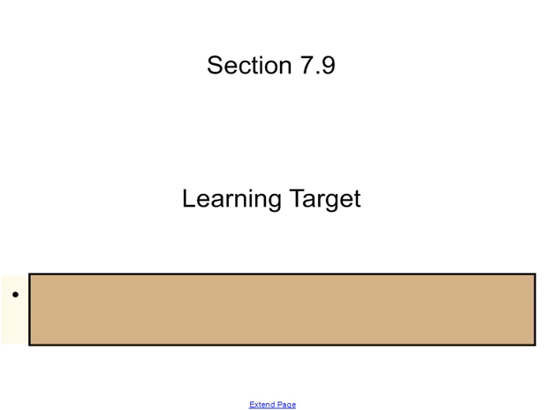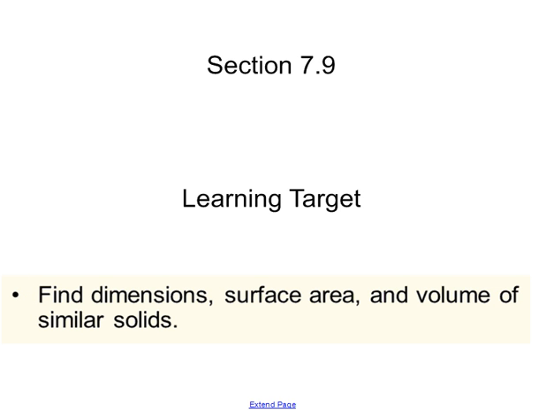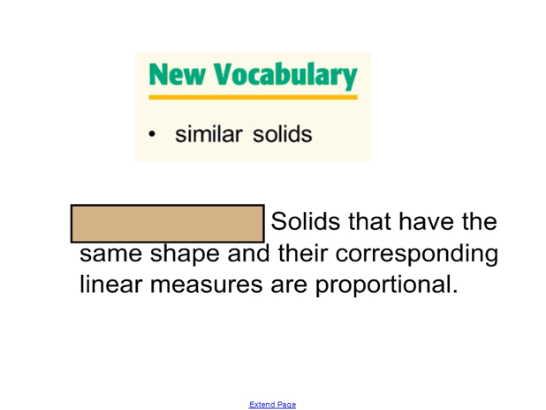All right, we're going to begin our review video for Chapter 7, Section 9. Our learning target for today is to find dimensions, surface area, and volume for similar solids. Similar solids. Well, we need a definition of what a similar solid is.